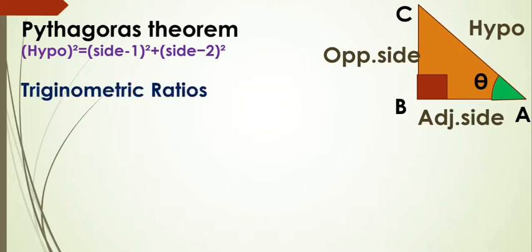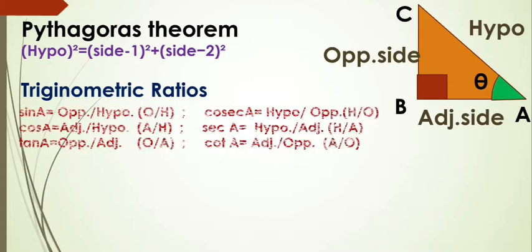And just recall the trigonometric ratios. We know that there are 6 trigonometric ratios. Sin A is nothing but opposite by hypotenuse, and cosecant A is nothing but reciprocal of sin A, that is hypotenuse by opposite side, and cos A is equal to adjacent by hypotenuse, and secant A is equal to hypotenuse by adjacent. Tan A is equal to opposite by adjacent, and multiplicative inverse of tan A is cot A, so cot A is equal to adjacent by opposite side.